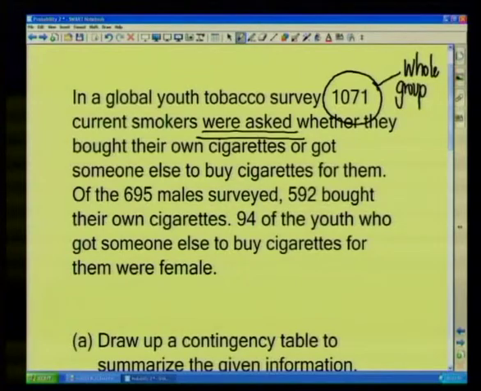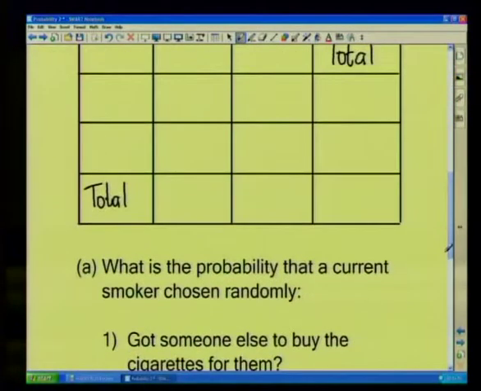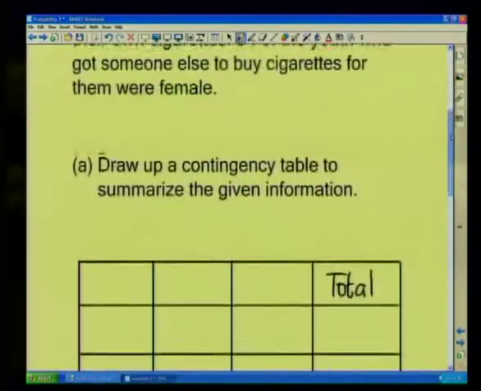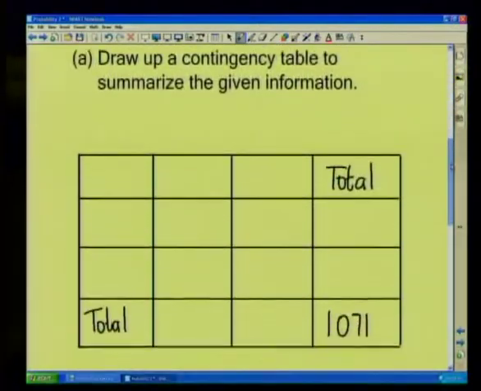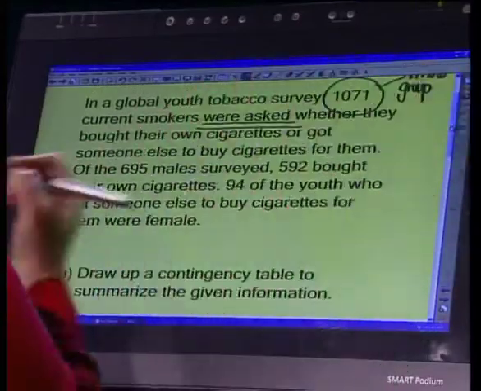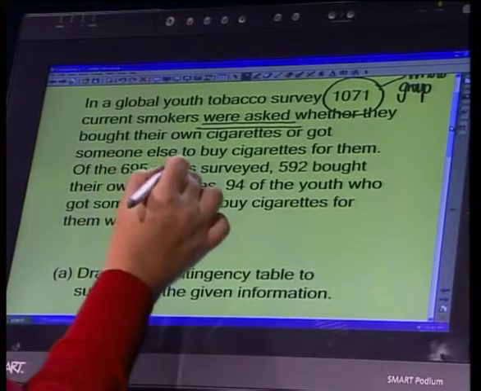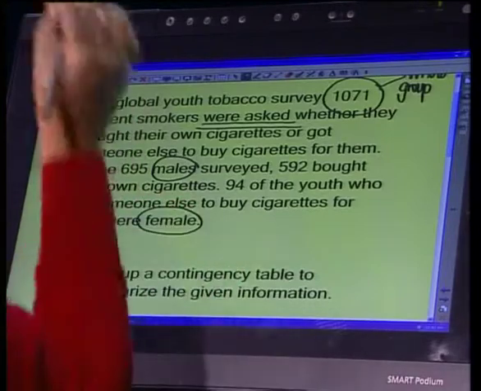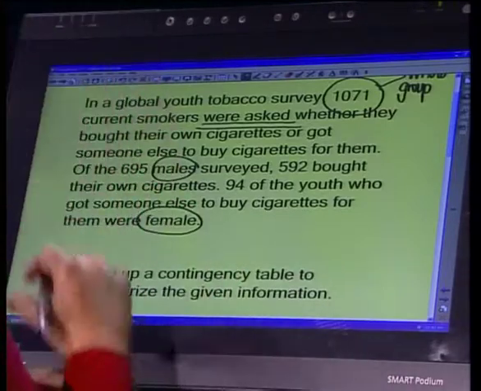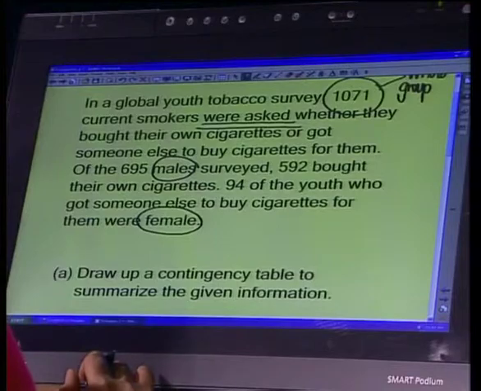Okay, so that's going to be our total of our totals, which is 1,071. Let me just check that I've correctly written that down, 1,071, because if I haven't written that correctly down, then obviously all my totals are not going to work out properly. Right, now what other options have I got? They talk about males and females, so that would obviously be one of my column or row headings. And what is the other one?